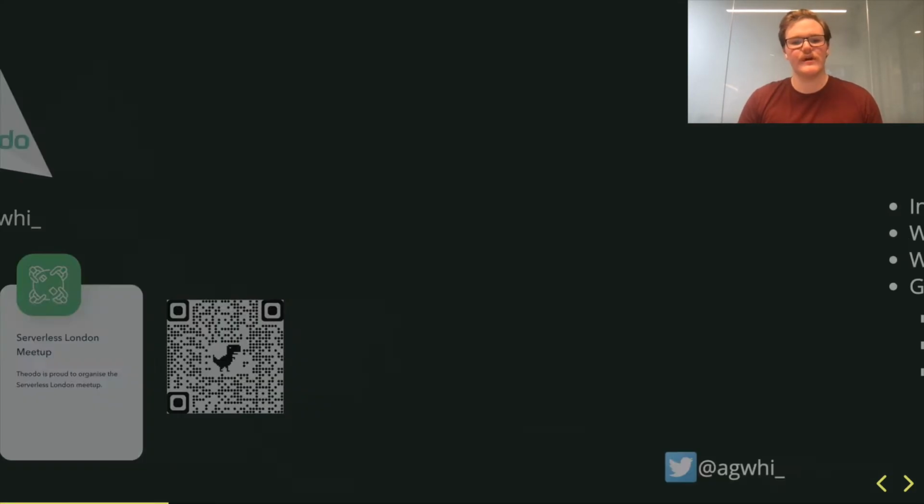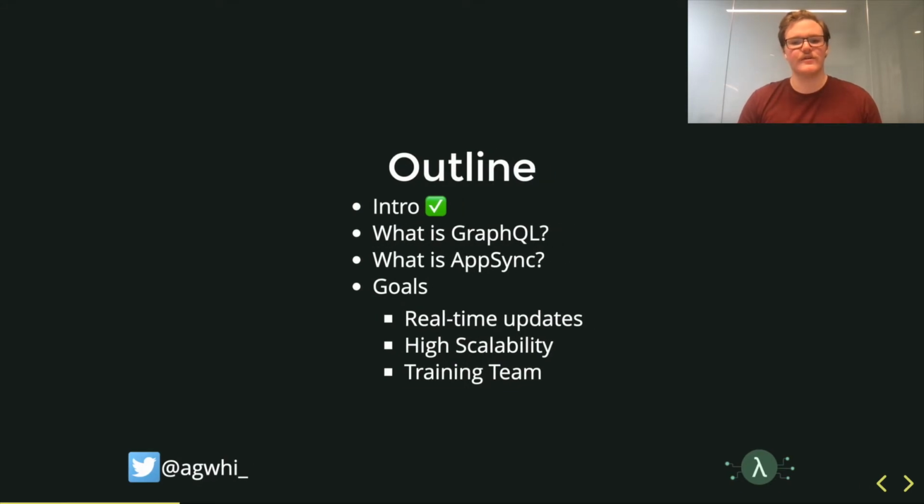Now the intro is out of the way, I just want to give a quick outline of the rest of the talk. So we've covered what the project was and its goals. Now we're going to look at what AWS AppSync is, starting with a high-level overview of GraphQL, and then focusing specifically on AppSync. And then we're going to link back to those original goals and see how AppSync allows us to have real-time updates, how AppSync will scale, and how training the team went.